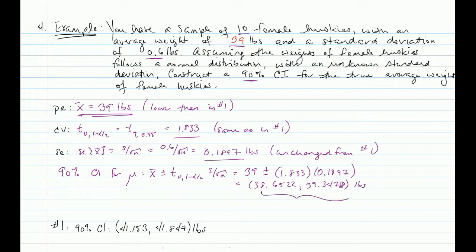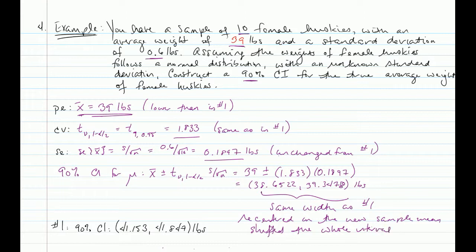So if we look at this, this is the same width as problem 1. And we've been comparing widths the whole time. So what's changed? It has just been recentered on the new sample mean. We've shifted the whole interval down. So this interval from problem 1 and this interval from problem 2, they're the same width and they cover the same quantity of values. It's just the actual values change because we've shifted it.